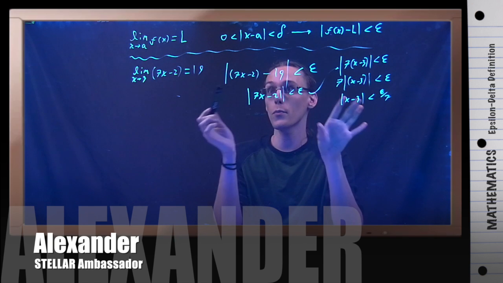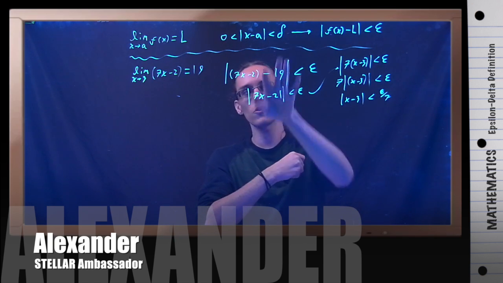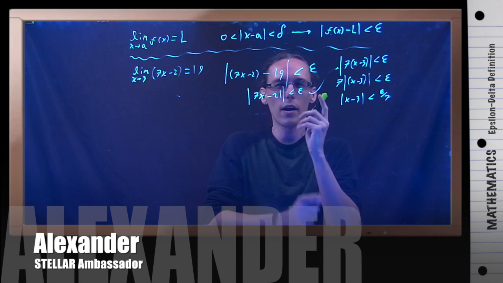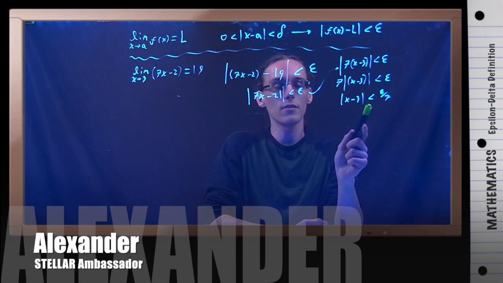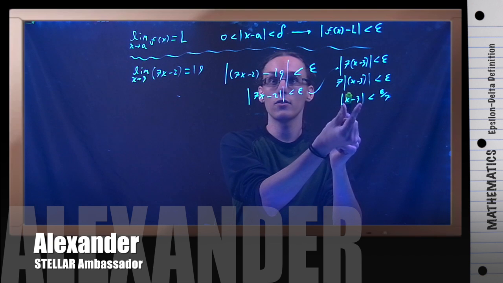Okay, we haven't done any proof yet. We haven't started using this conditional. What we're doing is figuring out what I should let delta be. Because if you look at this, notice that we have x minus 3.